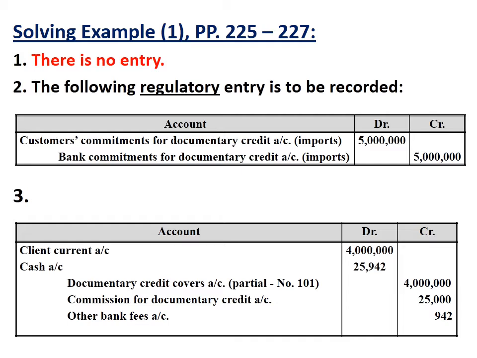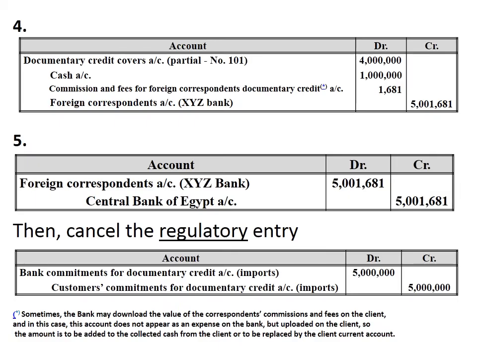He may pay it through his current account, so there is no cash account, and it will be 4,025,942 client current account. But he said that he paid it to the bank in cash, so the client current account will be decreased by 4 million, and cash of the bank will be increased by 25,942. To record in the credit: documentary credit covers account, that is covered partially, and its number is 101, 4 million. Then the commission and other bank fees, 25,942.